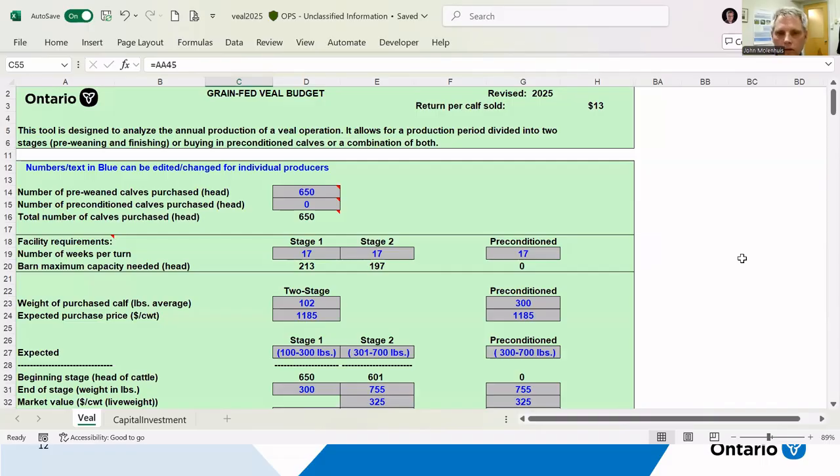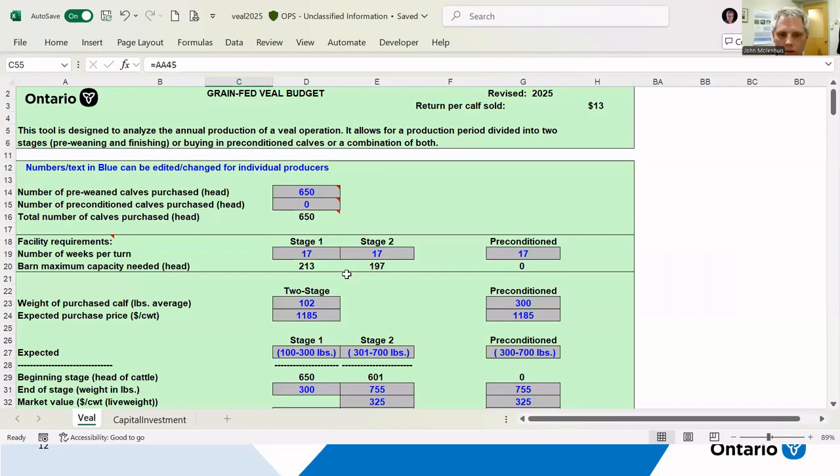or it can be a combination of both. But it is looking at doing an annual production. So it's mapping out on an annual basis, not on a lot of cattle basis. So it's working at trying to get to an annual production basis for the operation.